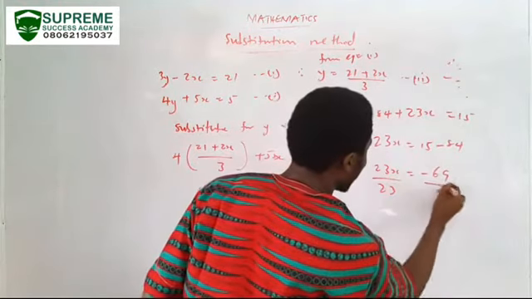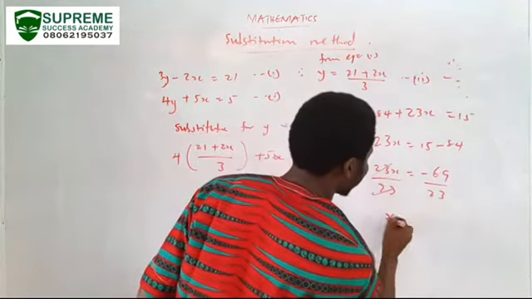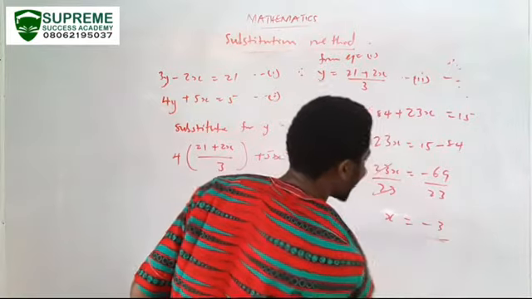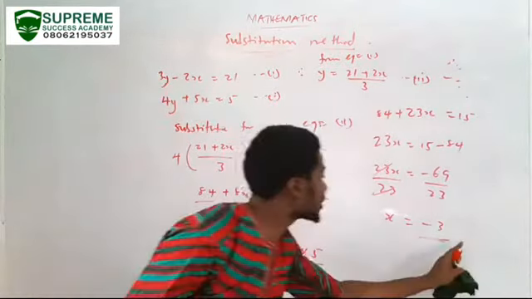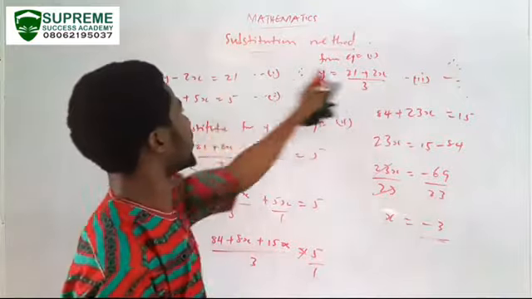Dividing both sides, can you remember? We must have the same thing. That's the beauty of mathematics. X equals minus 3. That's the beauty. So for you to get your y using this method, you don't need this one again. Go and put for y here.